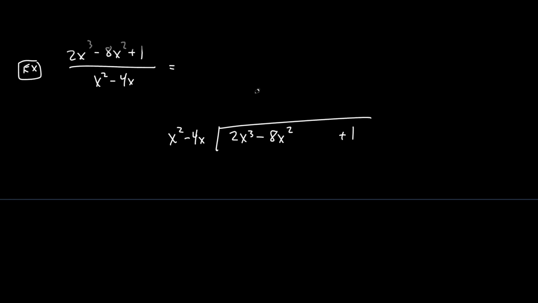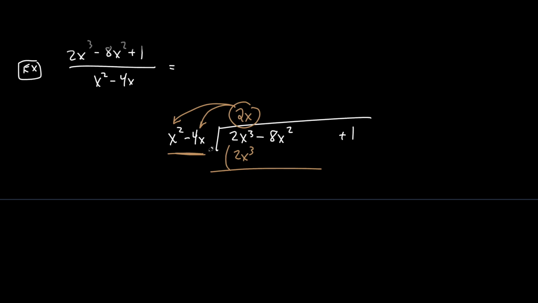When we do long division, we think, what thing could multiply by x squared to produce 2x cubed? Well, it's 2x, right? So 2x times x squared would be 2x cubed. Now, this 2x doesn't only multiply the x squared, it also multiplies the negative 4x, right?